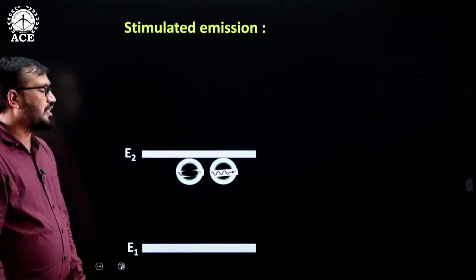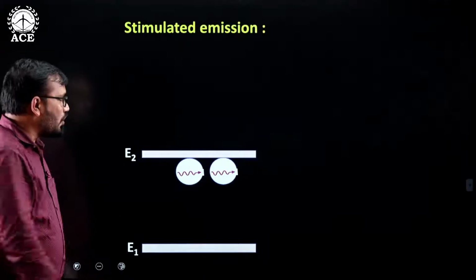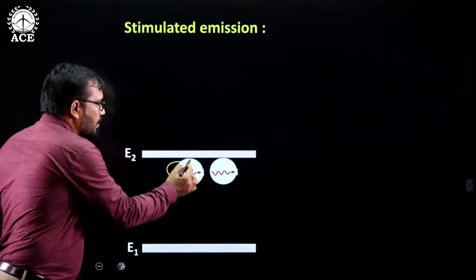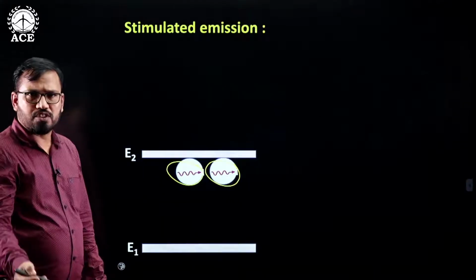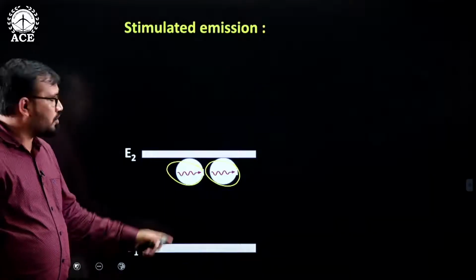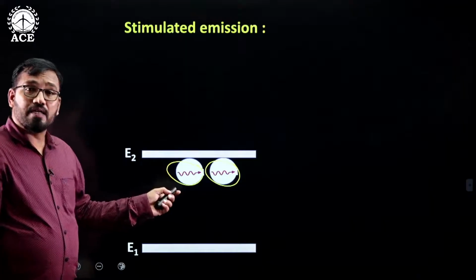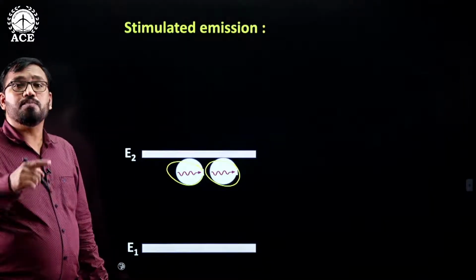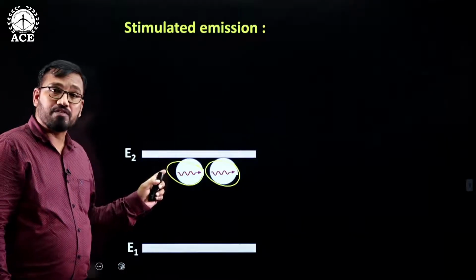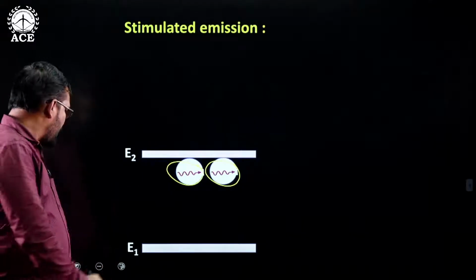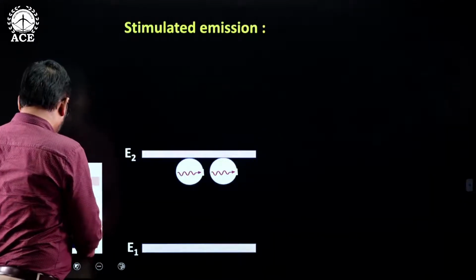Now see the atoms present in the higher energy level. What do you find here? These are the photons absorbed during stimulated absorption. During stimulated absorption, they absorb the photon, so the photons are present in the atom in the excited level. Earlier, in spontaneous emission, atoms came spontaneously from the E2 level to the E1 level. But in the case of stimulated emission, what happened? They won't come to the ground state by themselves. See here, how they are coming.